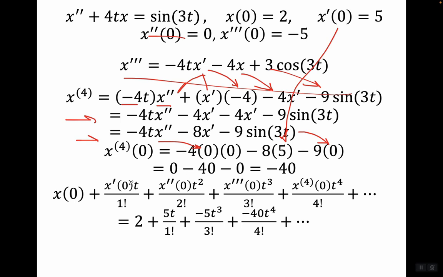X of 0 plus x prime of 0 t over 1 factorial plus and so on. X of 0 is 2. That was something we were told earlier. X prime of 0, that's going to be 5. So we have 5t over 1 factorial. X double prime of 0 is 0. X triple prime of 0 is going to be negative 5. So we have negative 5t cubed over 3 factorial, and the fourth derivative of x at 0 is going to be negative 40. So this is what we end up with.